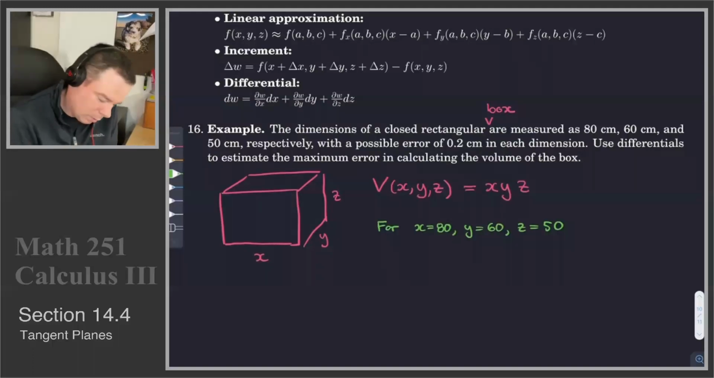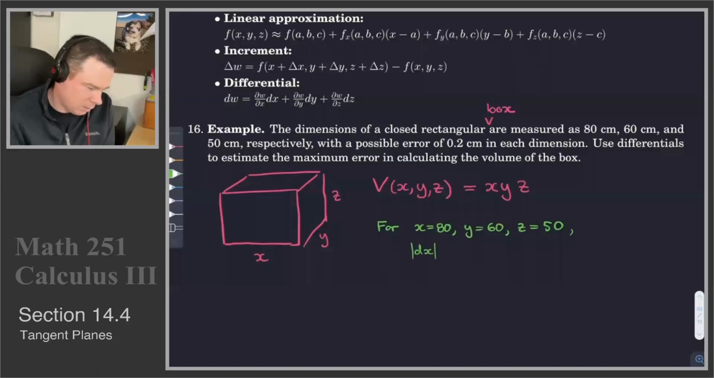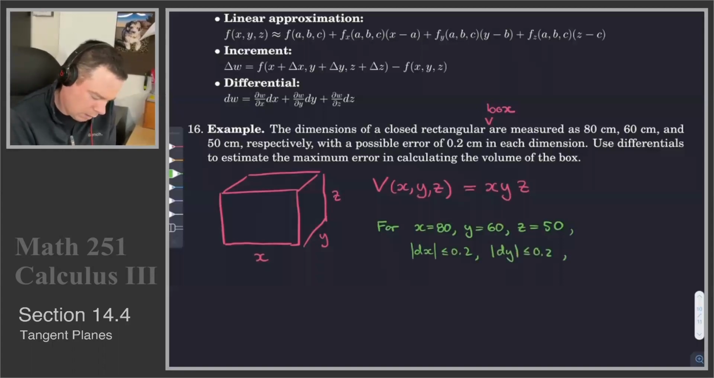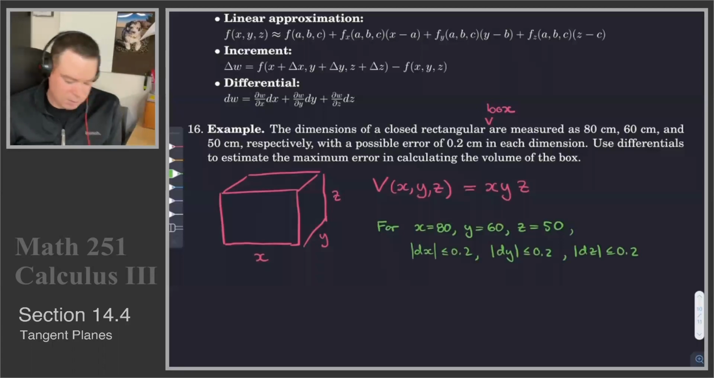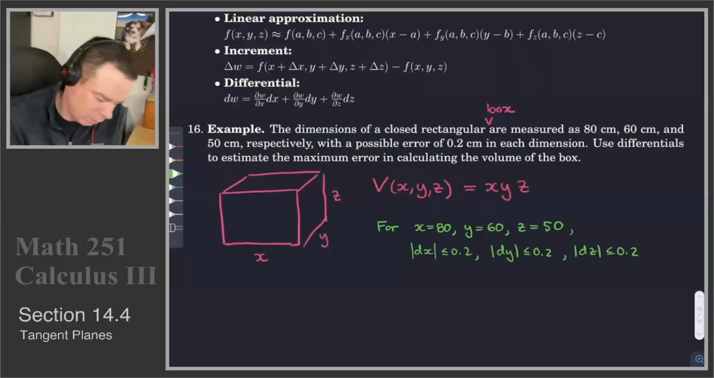But there's a problem, and that problem is that we know there's errors in the measurement for x. So x can change by at most 0.2. y can be changed by at most 0.2, and z can be changed by at most 0.2. So I've written these as dx, dy, dz. Those are the changes. In fact, it's the absolute values of those things that we are interested in. The error means that dx can be anywhere between negative 0.2 and positive 0.2. This is an error, also known as plus or minus 0.2. So I'm writing these as absolute values.